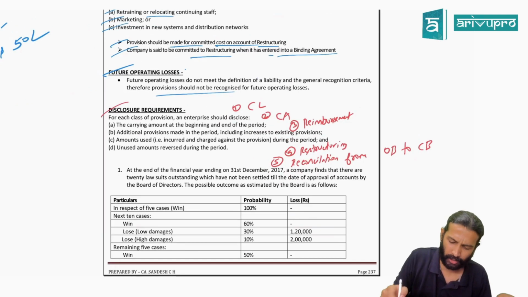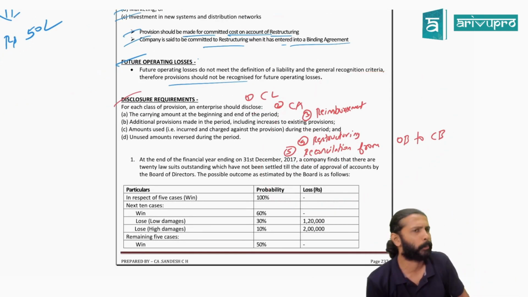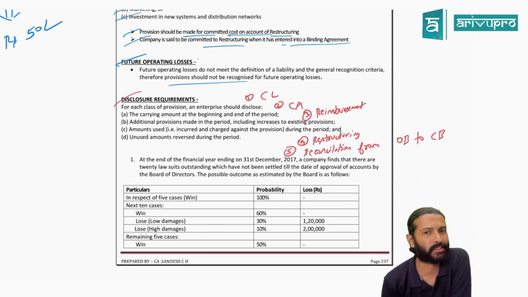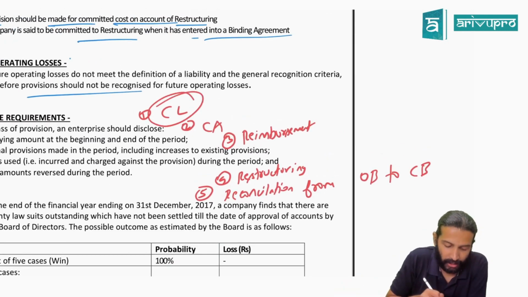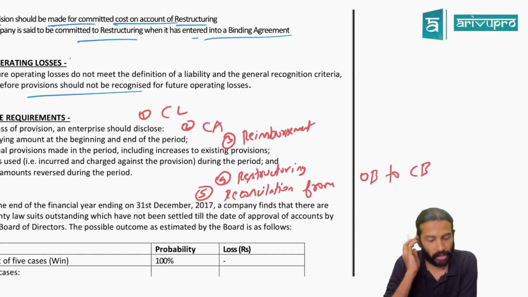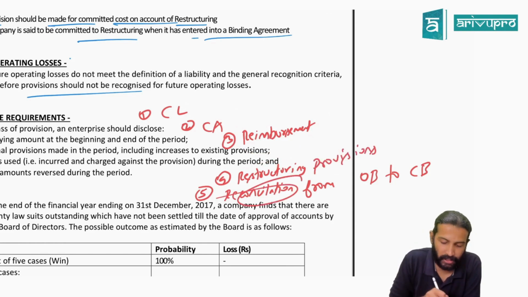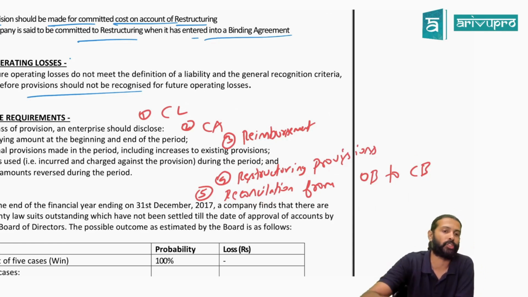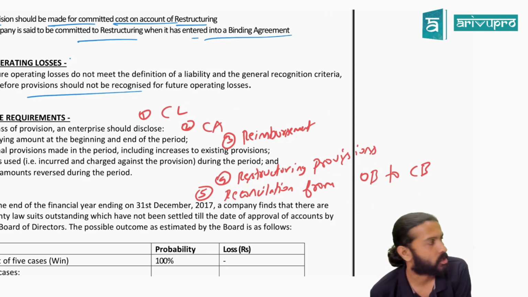These are some disclosure requirements. Remember as much as is possible. Disclosure is not that important, but instead of skipping, it's good to know two or three points, just in case they decide to ask. CL is contingent liability. CA is contingent asset. Third is reimbursement. Fourth is restructuring provisions. And then reconciliation from opening balance to closing balance. Those are your disclosure requirements.